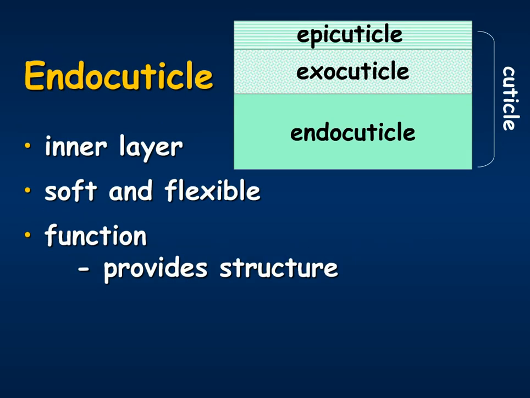And finally, we have the endocuticle. This is the inner layer, and it's soft and flexible, which makes it very different from the exocuticle. Its function is to provide structure to the overall cuticle. So it's very important that you understand the basic layout of these 3 layers that fall within this cuticle and what their basic functions are.